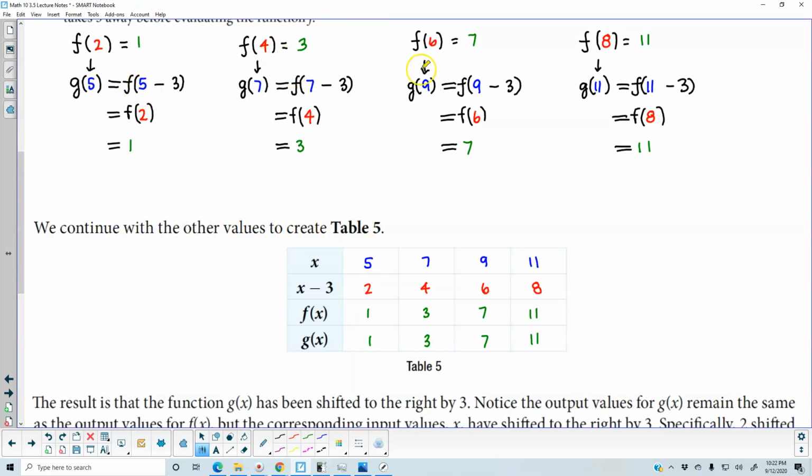So when we continue with all the values to create table 5, we now have these new inputs, which are adding 3 to get 5, 7, 9, and 11. When we subtract 3 from those, we get 2, 4, 6, and 8. So therefore, the outputs are going to remain the same for f of x and g of x.